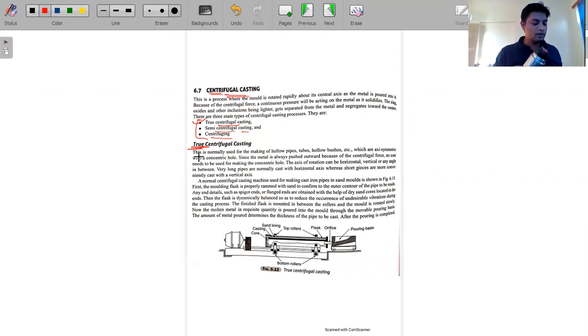So this will always be there. This type of varying density particles will be there, okay. This you cannot change, okay. Another thing I want to discuss is cooling, which I have already discussed, and this is the outside density difference. So this is basically what we call true centrifugal casting. Fine. Next is the semi-centrifugal casting.